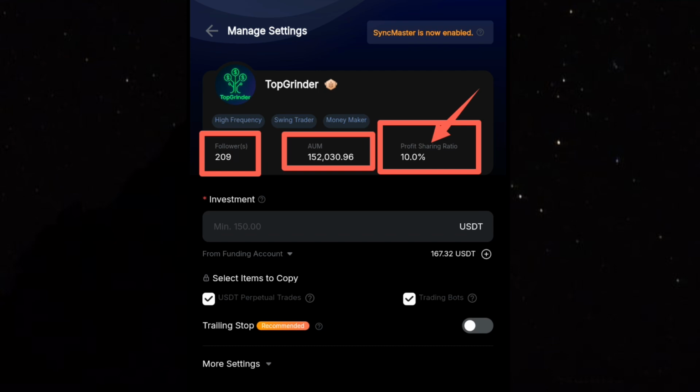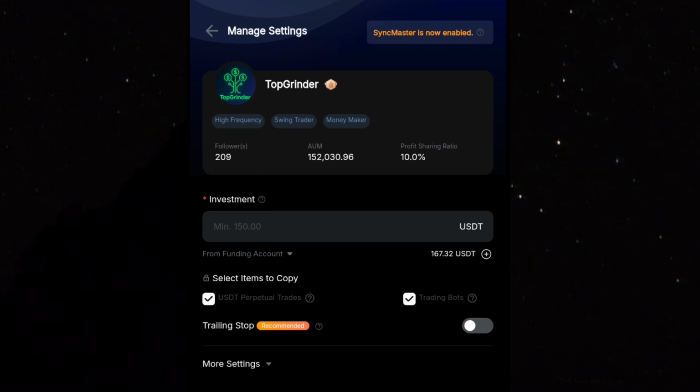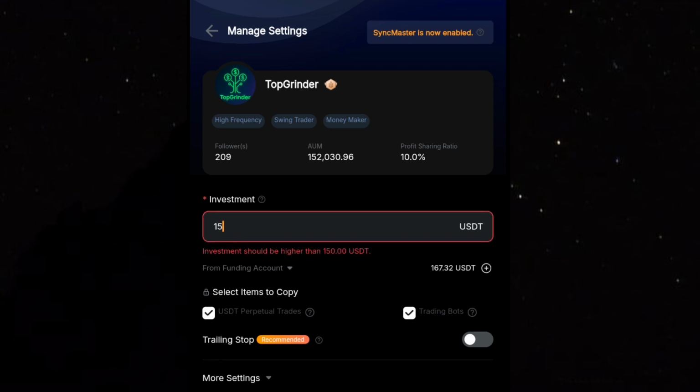Once you have agreed, you can see the minimum to copy this guy is 150 USDT, and I currently have 162, 167 USDT. And of course, you can set your own. You can just decide to copy. So I want to copy him. I'm going to come here and put 150. Okay, let me put 151.